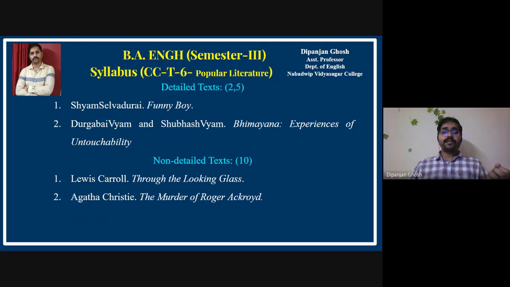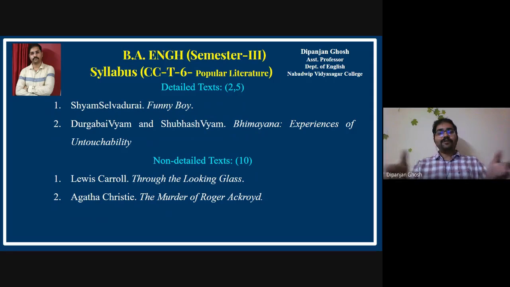So Lewis Carroll's Through the Looking Glass, and the second one is a very interesting kind of detective fiction that has been introduced here. In the previous one, there is Dupin in The Purloined Letter, and here you can get Agatha Christie introduced. Okay, so there you can find Hercule Poirot, The Murder of Roger Ackroyd. Okay, so these are the two texts.